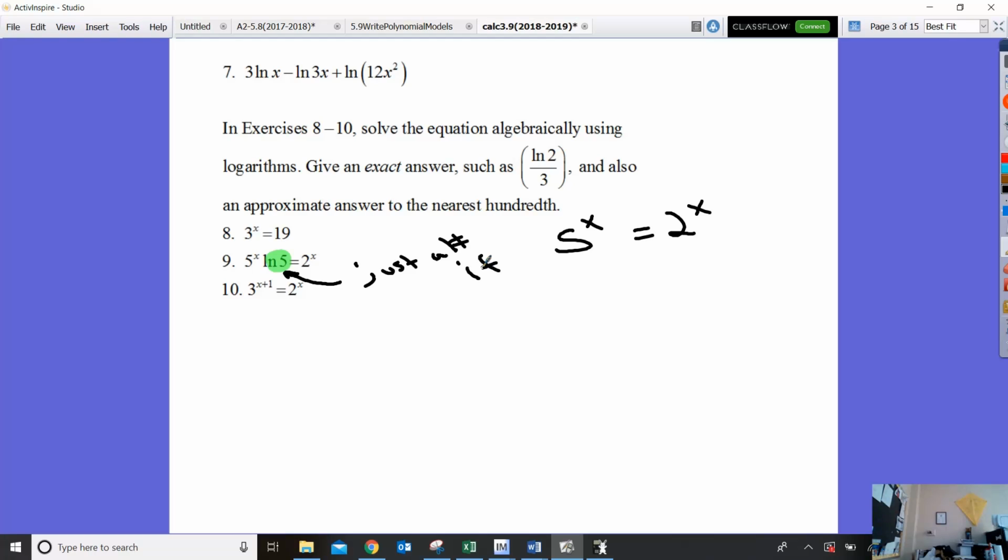I know your algebra 2 teacher taught you this, and I know you're learning some of this doing homework. You take the natural log of both sides. You take the natural log of 5 to the x and say it's equal to the natural log of 2 to the x. And you get your x's up front.